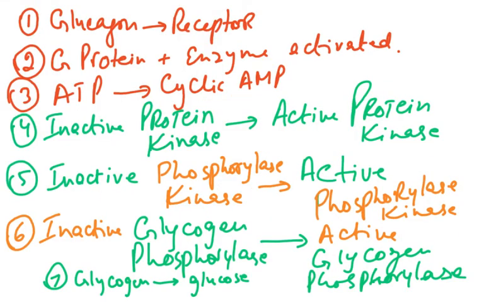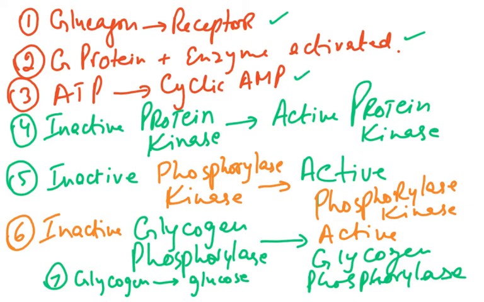Now this appears very threateningly difficult, but I'm sure it's not that difficult if you just make it a point to remember it. So the first point is, I've tried to make it easy for you all. Number 1, I said glucagon attaches to receptor, then G protein and enzyme activated, ATP to cyclic AMP.